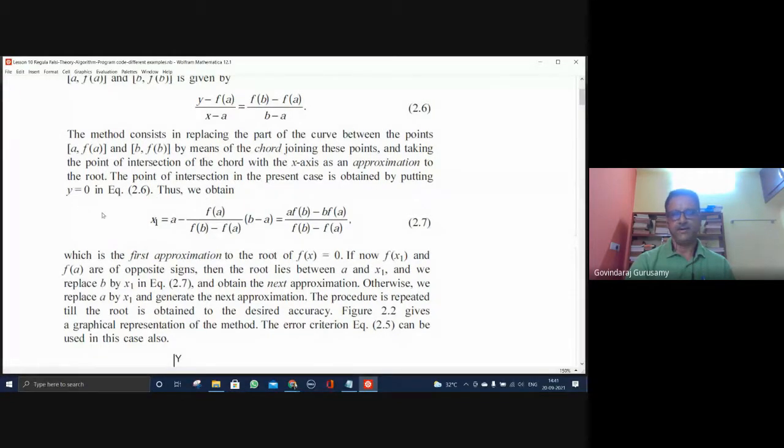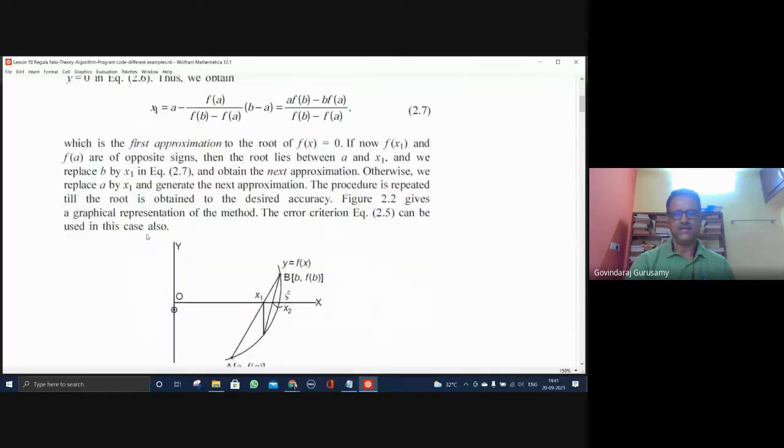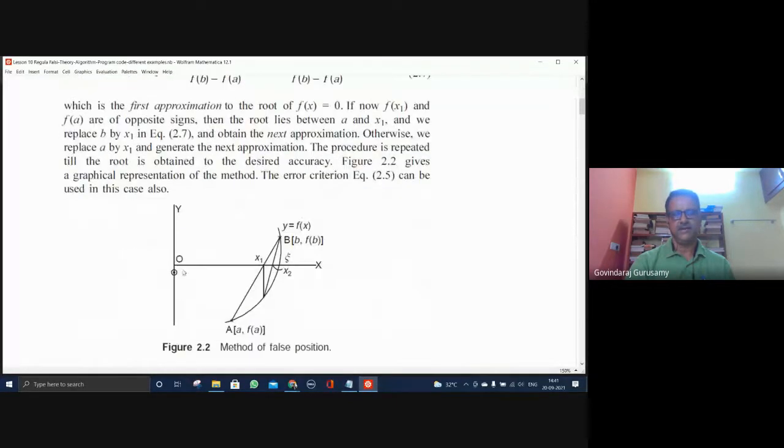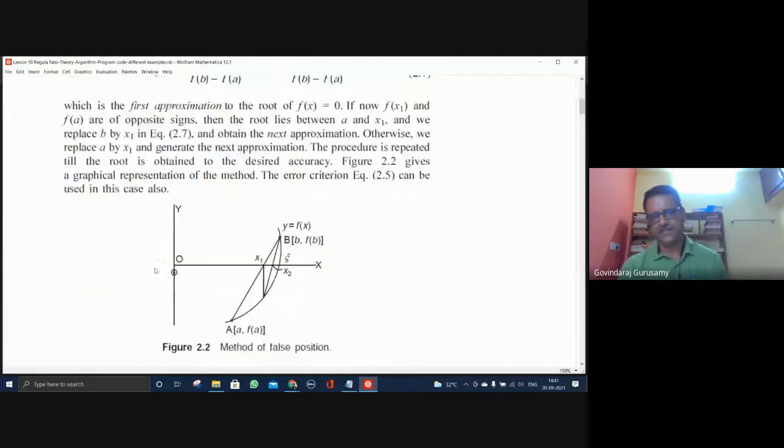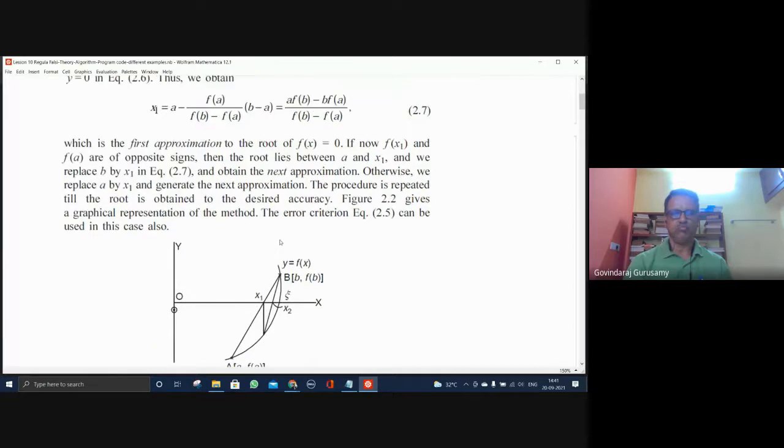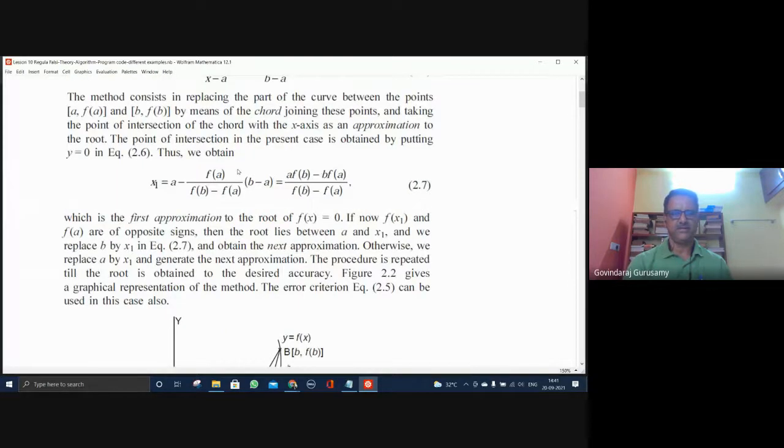So we wanted to make y equal to 0. That's the idea. So by putting that, I'll get an x1, which is equal to this, and multiply and simplify, you get a f of b minus b f of a, divided by f of b minus f of a. That's your next point, x1. That is the first point, and I can go to the next point, x2, following this. This is the first approximation to the root for f of x equal to 0.